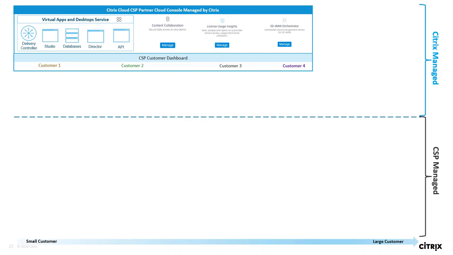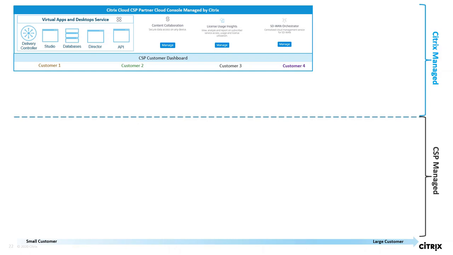So we've made this even easier for CSPs with the recent multi-tenant functionality that we added to the CVAD service exclusively for CSPs. And when I say multi-tenancy, I don't mean multi-tenant Active Directory. What I mean is the ability to run multiple customers within the same instance of the Citrix Virtual Apps and Desktops service, right? Where in the past, you could only run one customer per CVAD service.